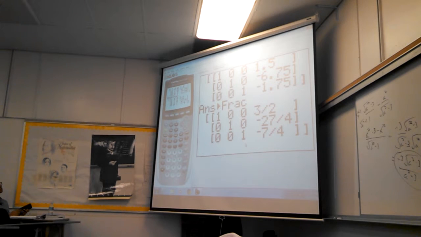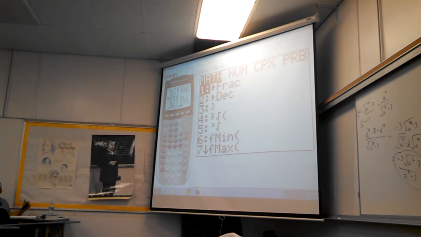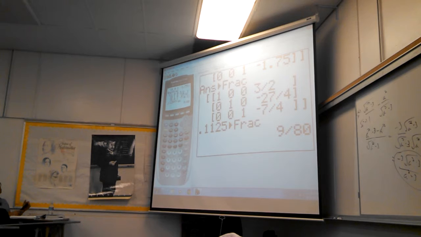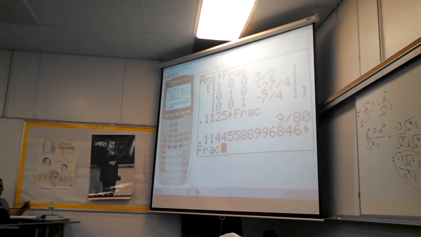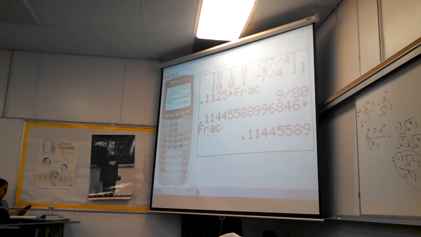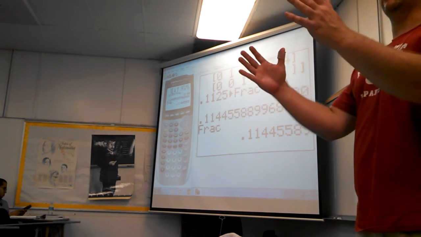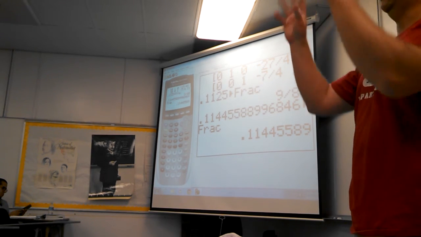All right. So actually, you can do anything. Watch. If you got 0.1125 to fraction, there you go. 0.1125 is 9/80. Nifty. It can only do so much, though, but don't get too excited, because if you try to do 0.114455888999 and make that a fraction, it's going to just round your answer. The denominator can only get so big, and then the calculator overflows, so it freaks out.